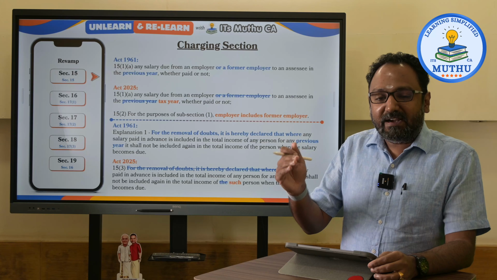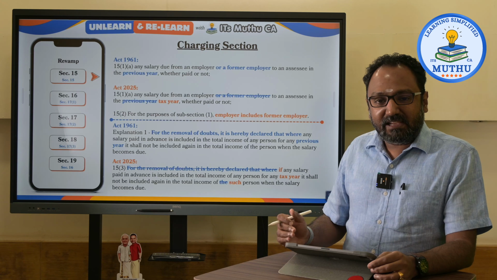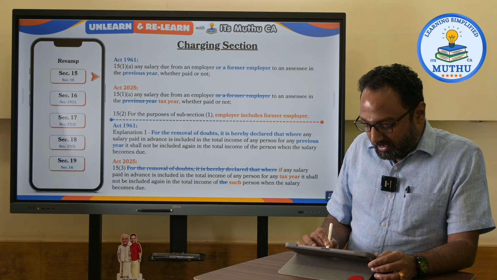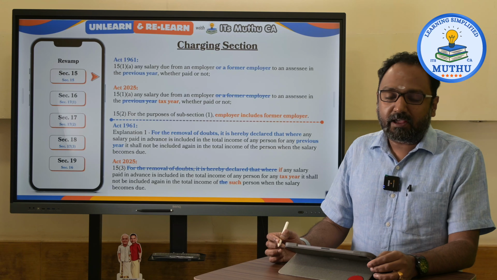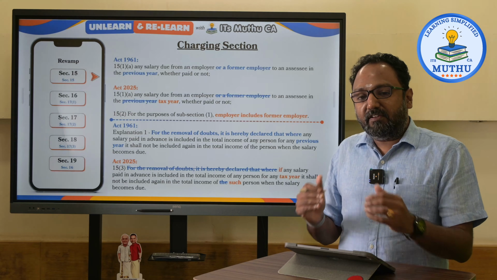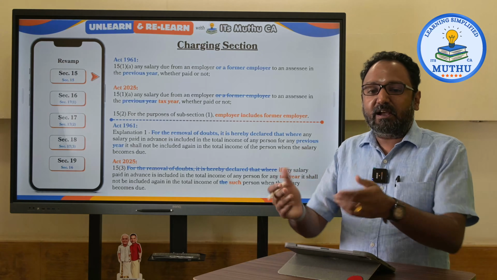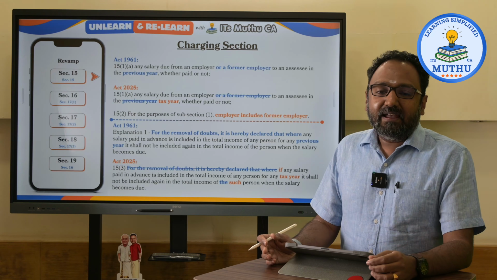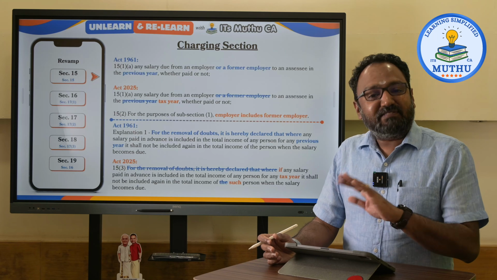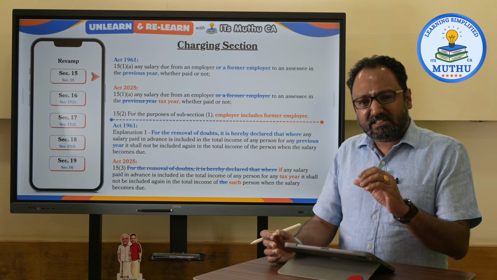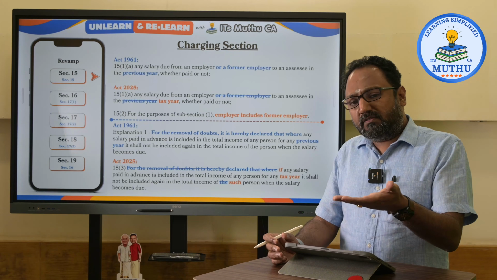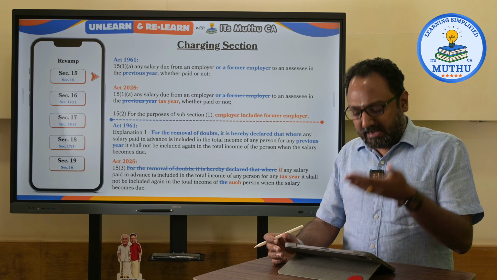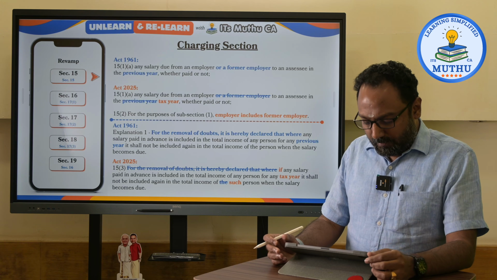So instead of repeating it 3 times in A, B and C, now they are repeating it only once, where they say that employer includes former employer. So now automatically for A, B and C, this word comes into play. This is the word play that has happened in this section 15.1, where nothing has changed, just that they have simplified it by removing the words former employer and separately identifying it under 15.2. That's the first thing that I wanted to let you know.